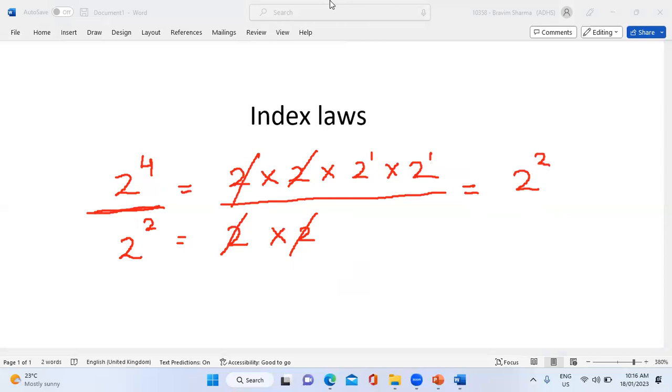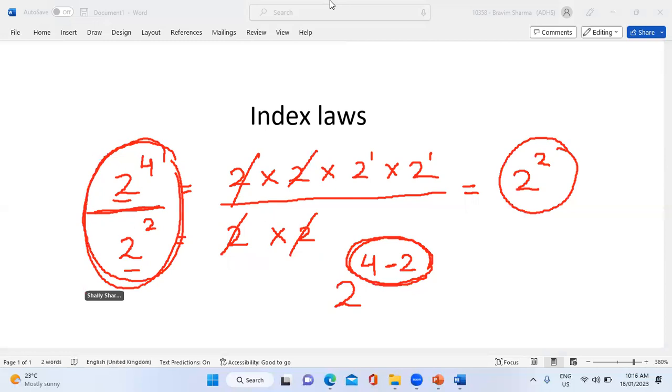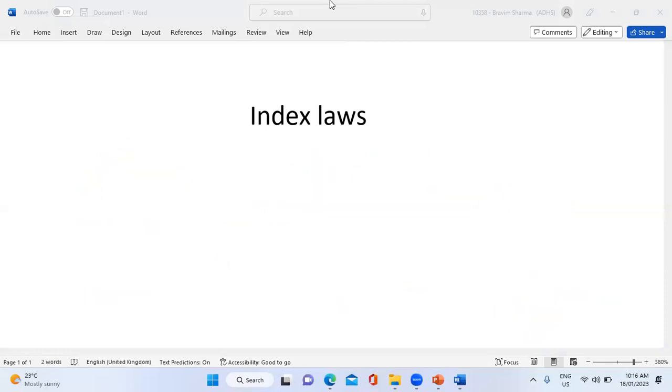And if I look at this part and this part, I can say that this is equal to 2 raised to the power of 4 minus 2. It means if the bases are the same and I just subtract the exponent values for the expressions in division, I would get the same result. You can write it like 4 also if they are only numbers. Let's do some more examples.